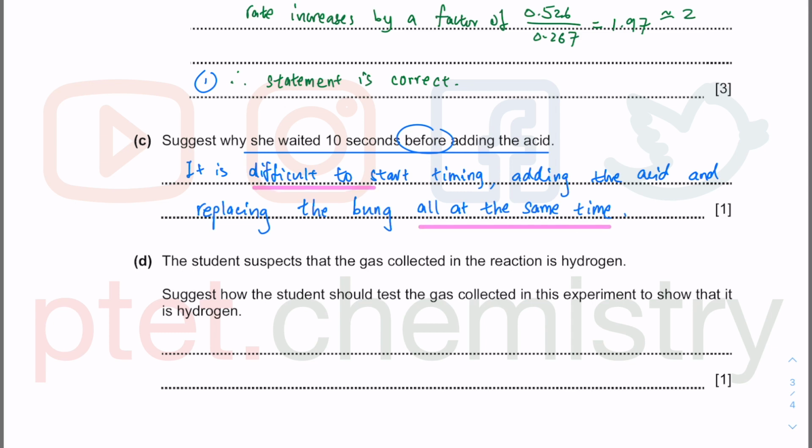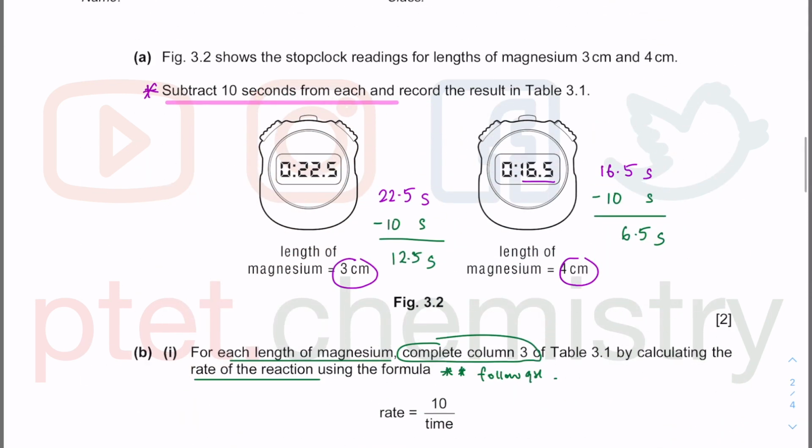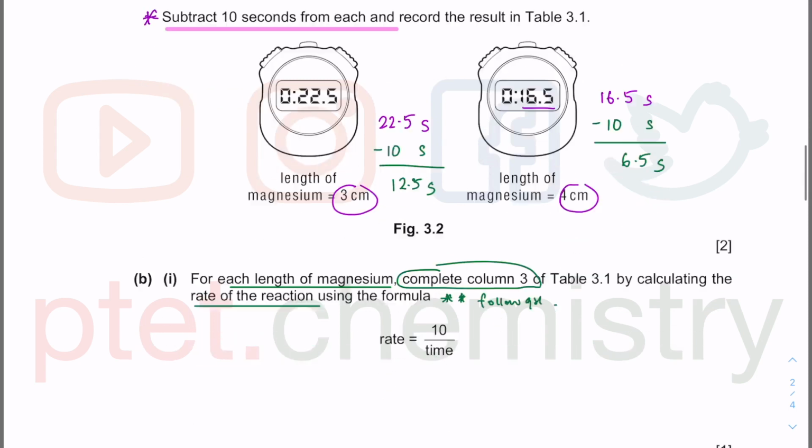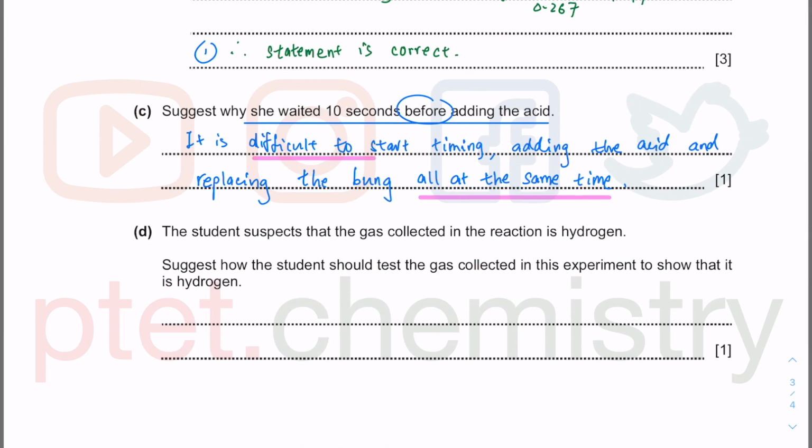That is why we waited until 10 seconds and we have the stopwatch placed on the bench. When it reaches 10 seconds, we start adding in the acid and replacing the bung, and then we start collecting the gas, and that's why we took away 10 seconds. We subtracted 10 seconds from each because the first 10 seconds didn't give you any reaction at all, because you haven't added in the acid.